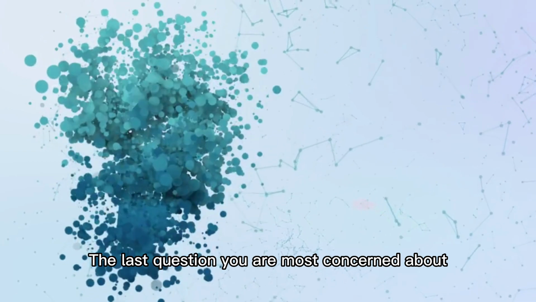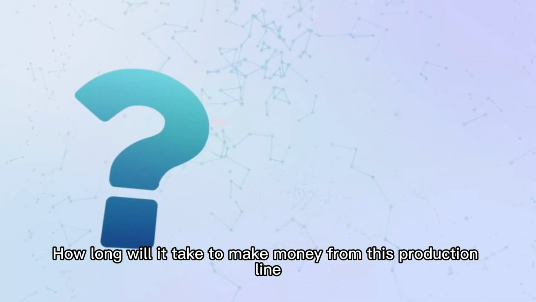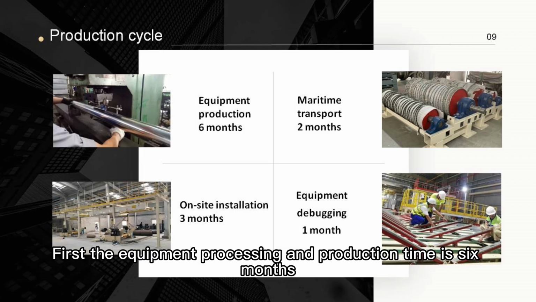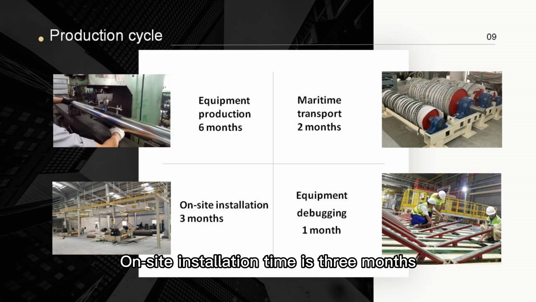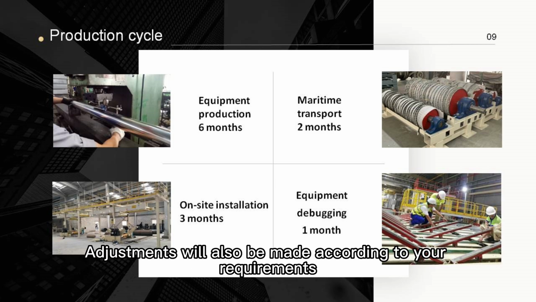The last question you are most concerned about: how long will it take to make money from this production line? First, the equipment processing and production time is 6 months. Shipping time by sea is two months. On-site installation time is 3 months. Equipment debugging and staff training take 1 month. This is a normal time frame. Adjustments will also be made according to your requirements.